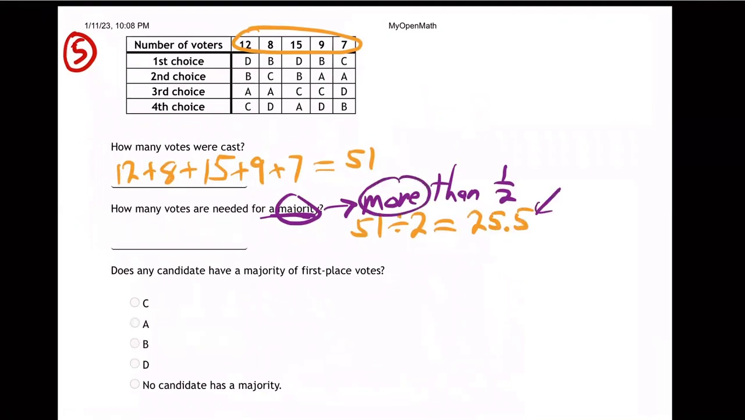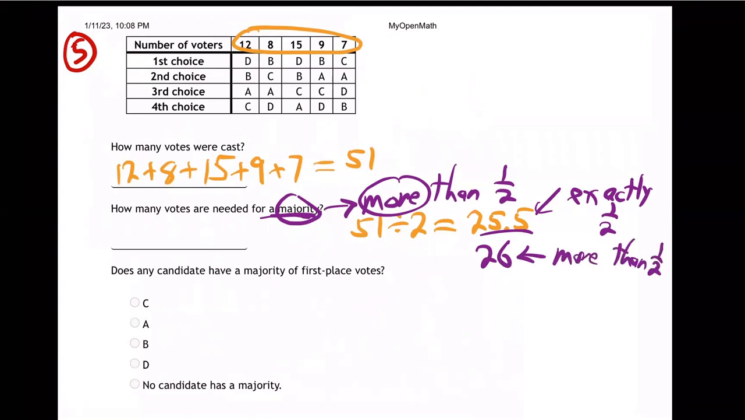So 25.5 is exactly half, and we want more than half. So that'd be 26, which is more than half. In other words, it's a majority. So 26 is a majority. To find a majority, you've got to take the total number of votes, divide by 2, that's half, and then you've got to go more than that. More than half is a majority.